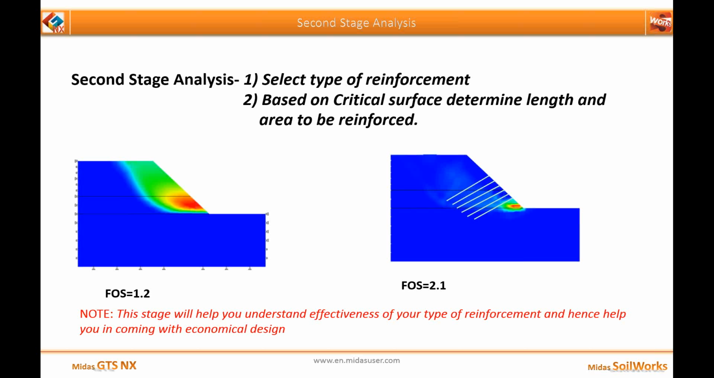Now, based on the critical surface area, for example, if you have selected nails, you have to determine the length and the area which is to be reinforced. So this stage will help you understand the effectiveness of your type of reinforcement and hence help you come up with an economical design. For example, for the same model, you can select rip wrap, you can select nails, and you can see which of the reinforcements is more effective for your problem.